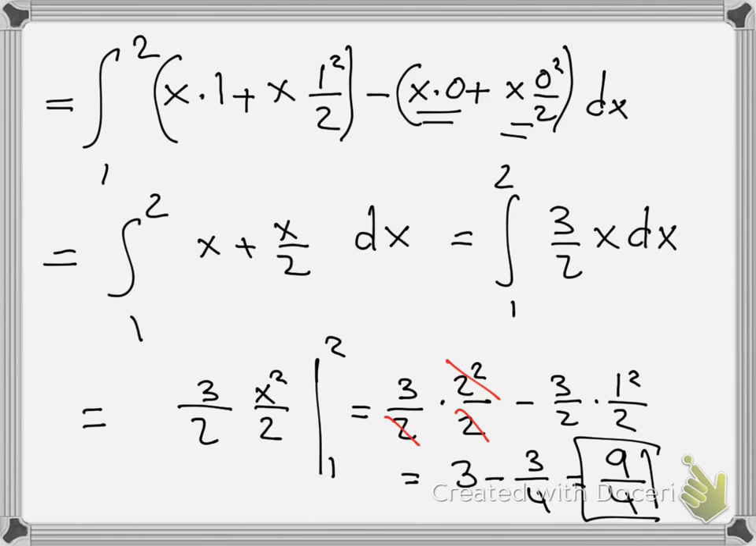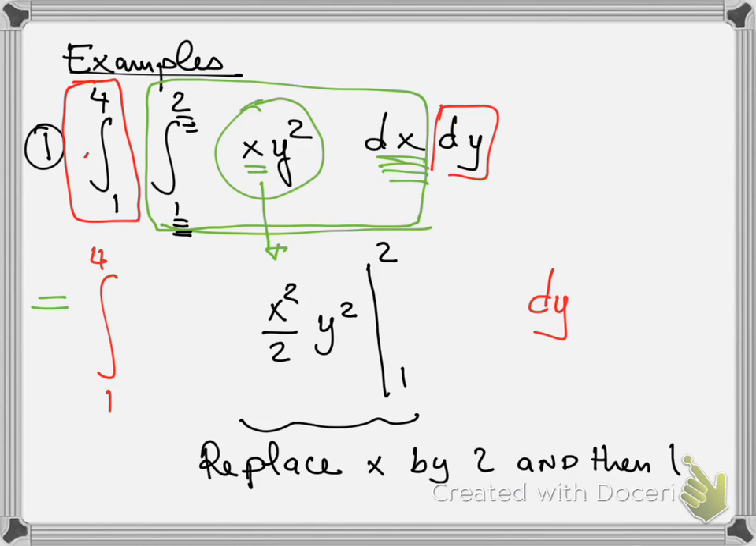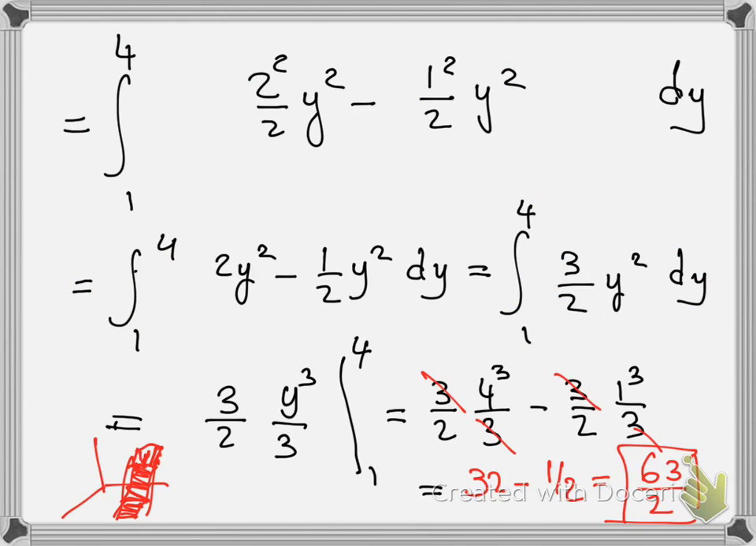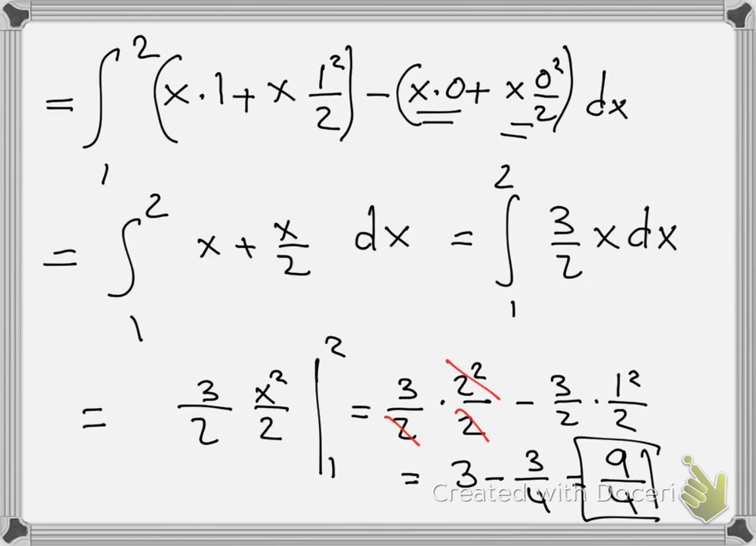Okay. Anyway, my point, guys, is that you have to respect the order of integration here. So again, if you have dx, dy, so you integrate first with respect to x, assuming y as a constant, and then you integrate with respect to y. Or if you have dy, dx, then you integrate with respect to y, assuming x is a constant, and then you integrate with respect to x.